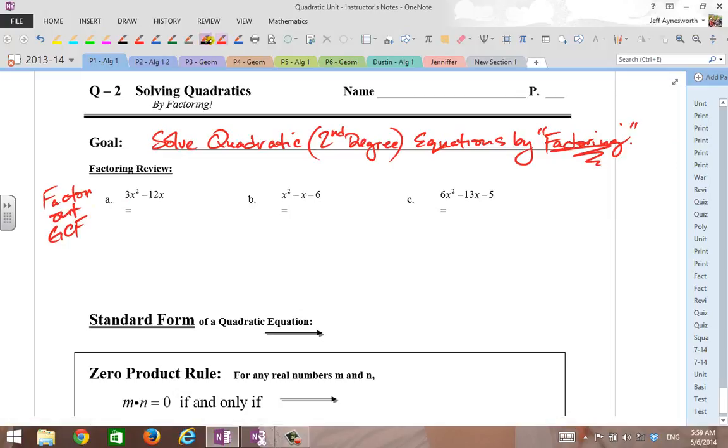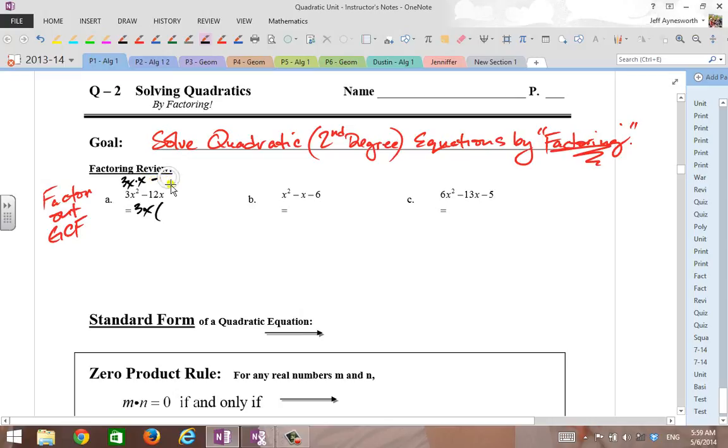So here we go. We have 3x times x minus 3x times 4. What I just did there is factor the monomials. I noticed they have 3x in common, so I factor that out. Then you multiply it by the remaining factors, and we're talking about x minus 4 here. 3x times x is 3x squared, minus 3x times 4 gives us the 12x. I just factored out the common factor of 3x.